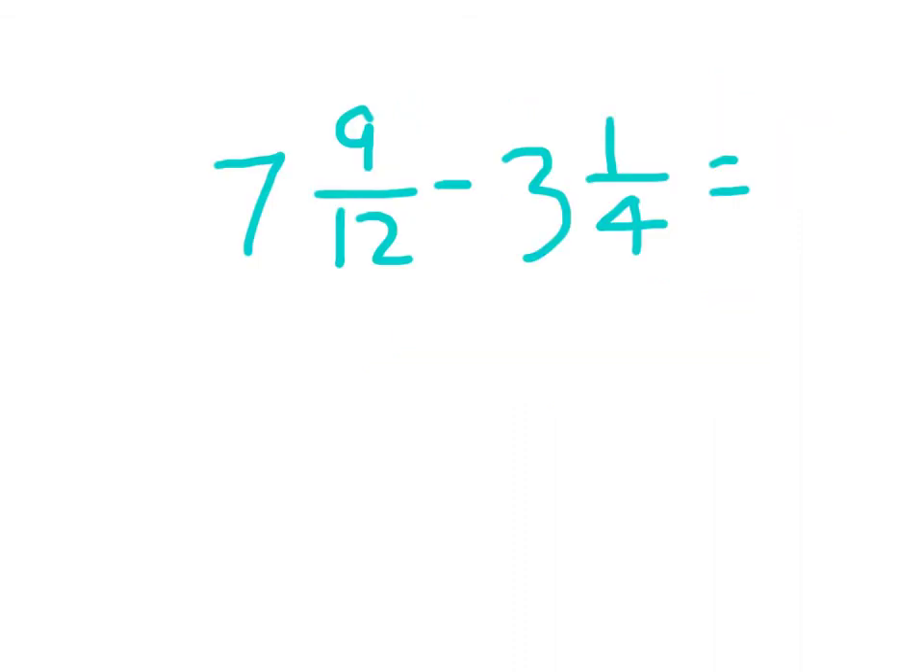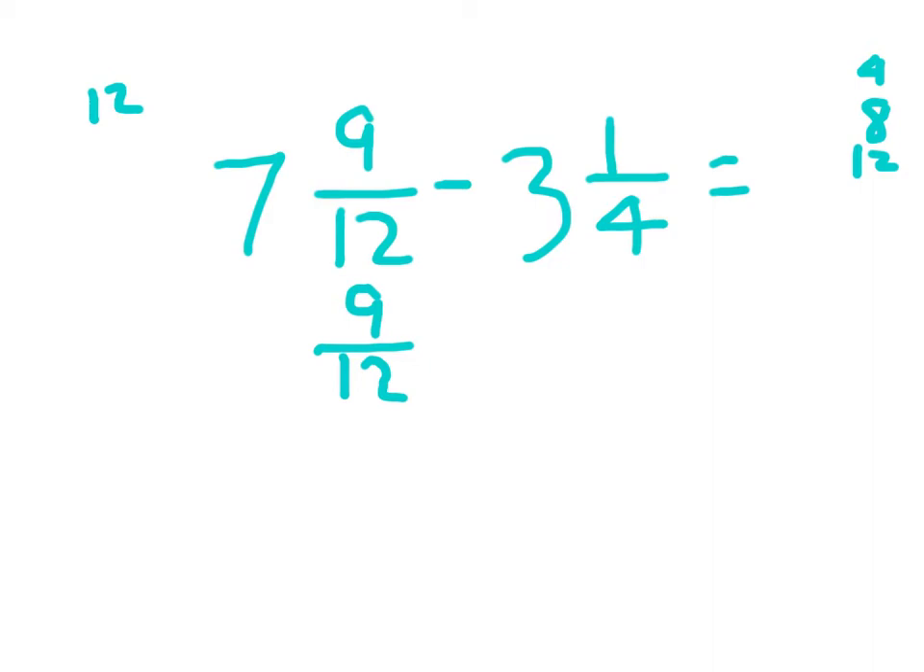Here I have 7 9/12 minus 3 1/4. Are the denominators the same here? No, they're not. So I'm going to go ahead and find a common denominator. If I listed multiples of 12, I have 12 there. And I know I can go 4, 8, then 12. 12 is a common multiple of those two denominators, so I can just use 12 there.